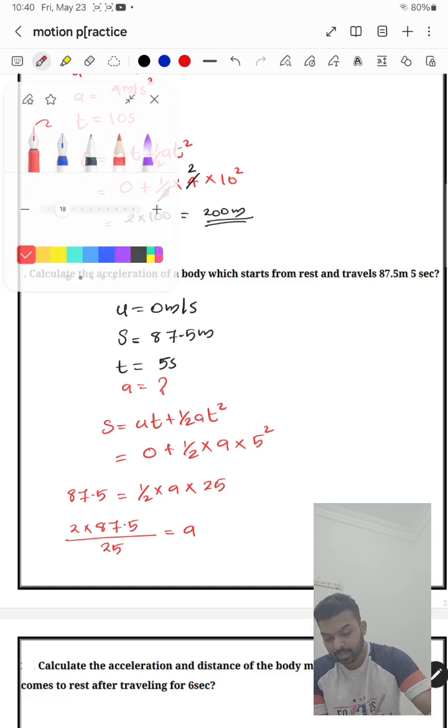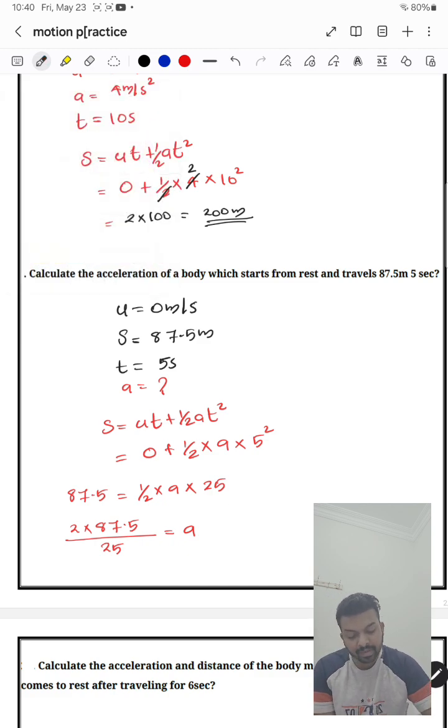I'll repeat. So what is happening here? See, I just gave the values. So s is 87.5 and it is equal to half into a into 25. Clear? So you have to take this 2 here. This is division, goes to the left side, it will be multiplication, and this is multiplication, goes to the left side, it will be division. Okay, so what is the answer here?